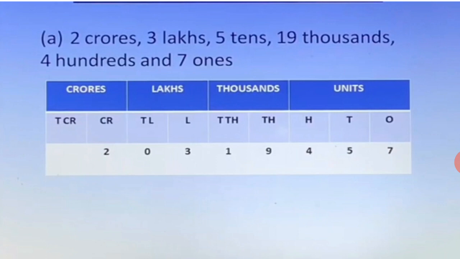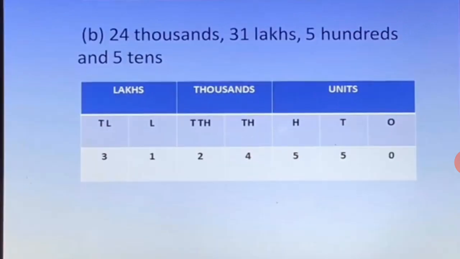Now similarly we will do the B part of this. 24,000: 2 at 10,000 and 4 at 1000. Then 31 lakh: 3 at 10 lakh and 1 at lakh. Then 50: 5 at tens. Now there is nothing for ones, so we will write 0 at ones. This is how we can write the number.